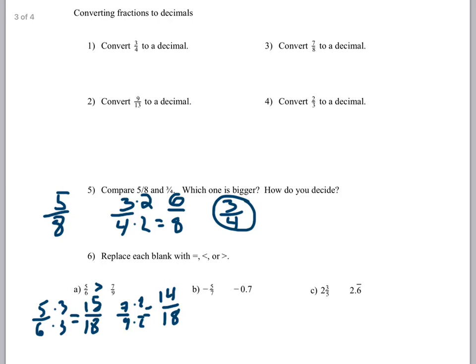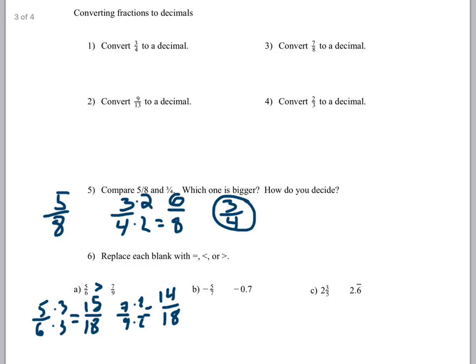All right, I converted both of them so they're 18ths, and 5/6 comes out to 15/18. 7/9 comes out to 14/18. And therefore the 15/18 is bigger, which means 5/6 is greater, so I put in the greater symbol in there.